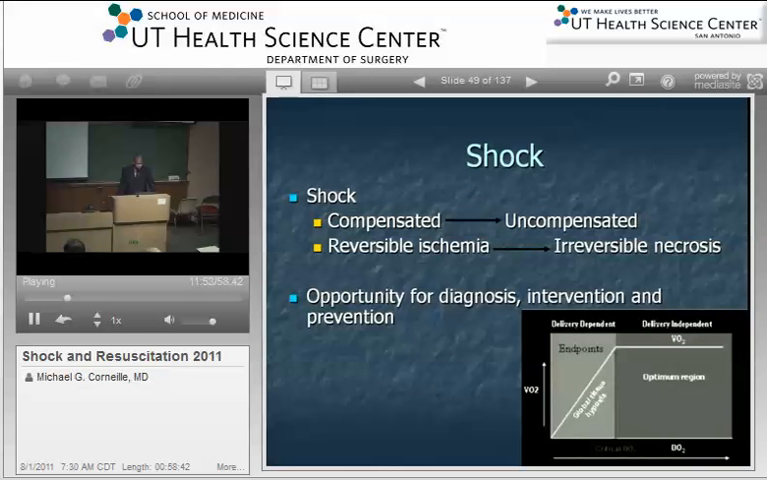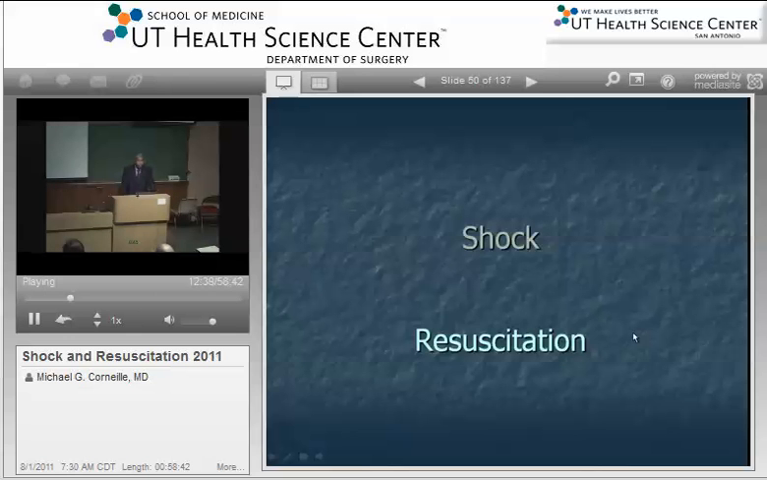And so as shock goes from compensated to uncompensated, it can also be looked at as going from a state of reversible ischemia to irreversible necrosis. So an example of this might be in the kidney. There are many patients who experience shock, but a certain small portion of those experience acute tubular necrosis. As shock goes from compensated to uncompensated, so this represents compensated shock, uncompensated shock here. This is where the opportunity for diagnosis, intervention, prevention, and resuscitation is. So we'll spend some time talking about resuscitation. With that brief background, I'll spend some time talking about resuscitation.